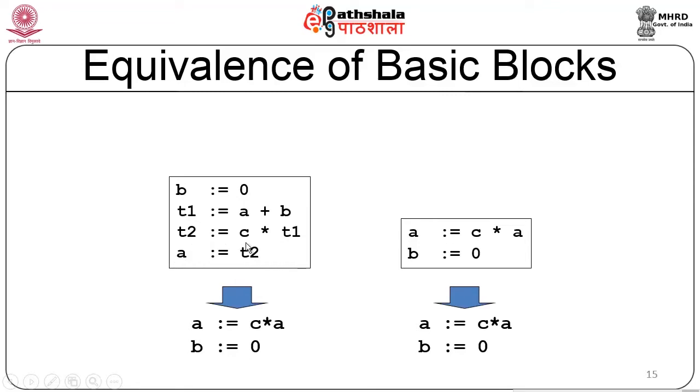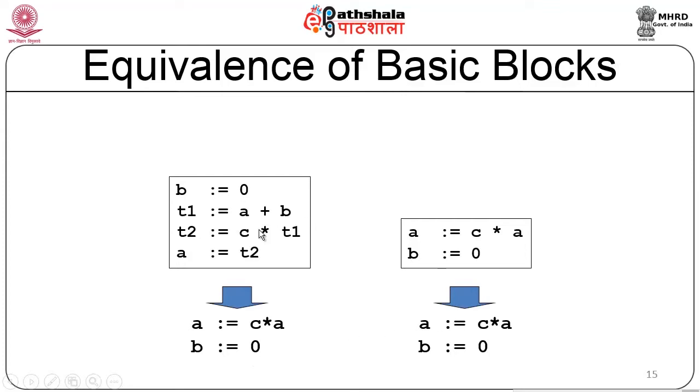Okay. Now what does this basically translate to? This simply says T1 is equal to a plus b, b is 0, therefore T1 has the value only a. I say here T2 is equal to c into T1, which is nothing but c into a, and I will assign a is equal to again c into a, because b is 0. So this statement finally does a is equal to c into a, that is one computation, and assigning b equal to 0, that is another computation.